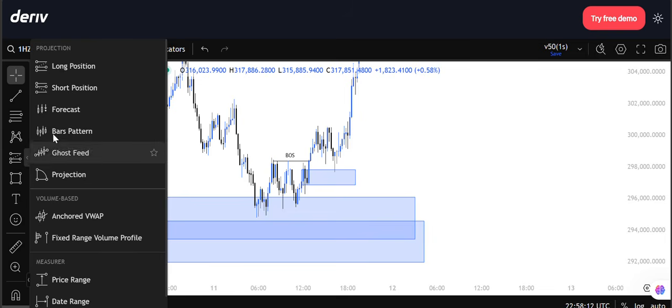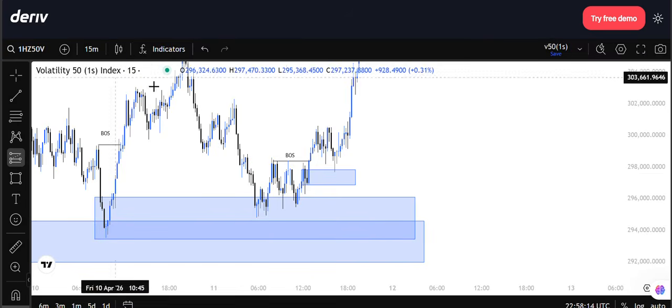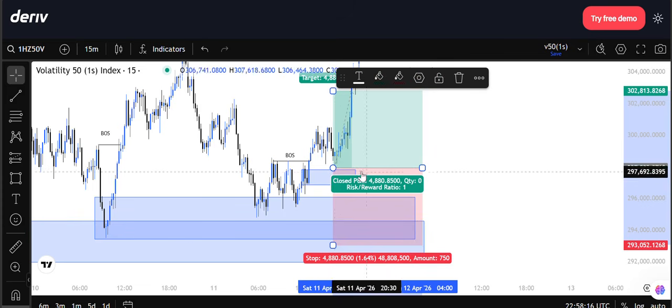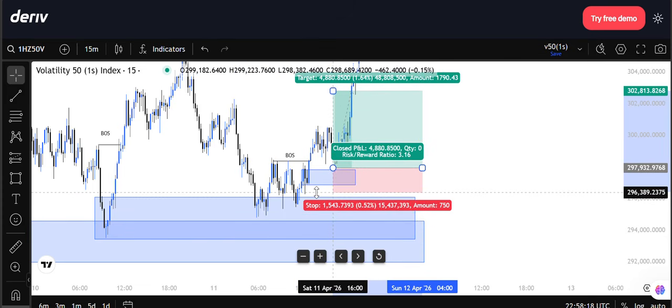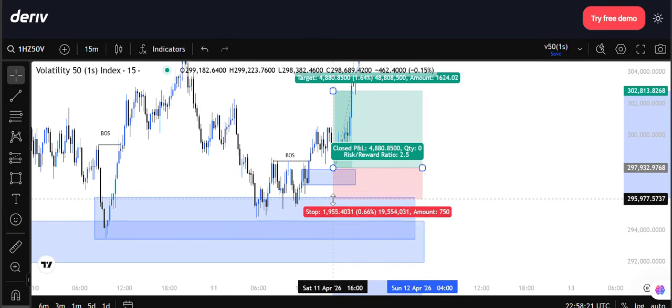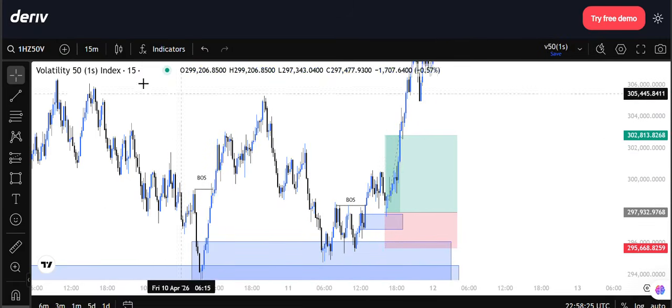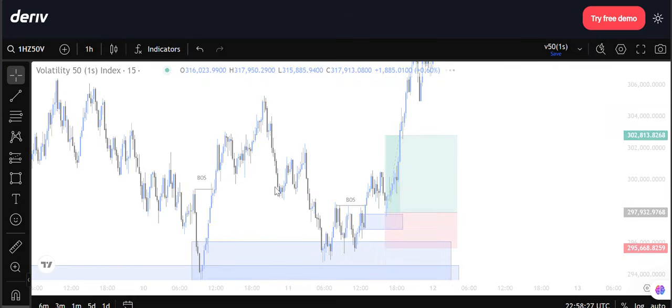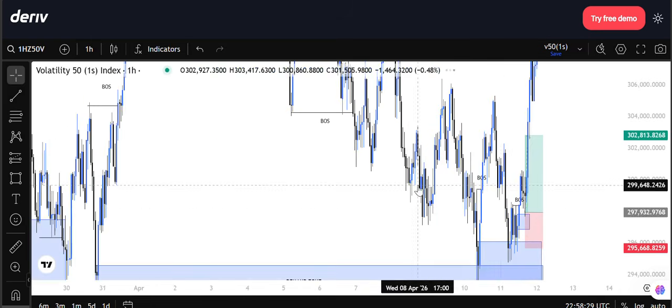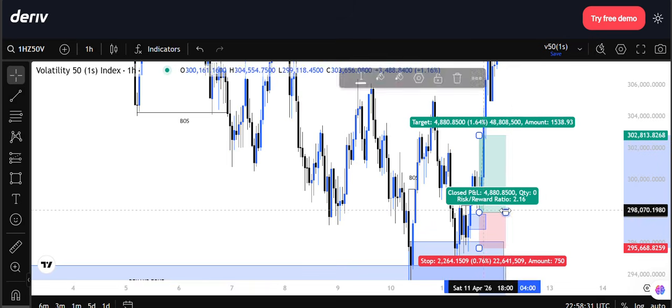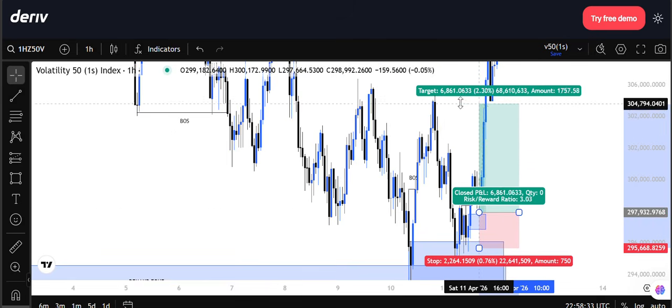So this would have been our entry. Stop loss are below, and then our first take profit would have been, let's go to a 1 hour time frame. Where would have been our first exit point? It would have been targeting the previous swing high, which is this.